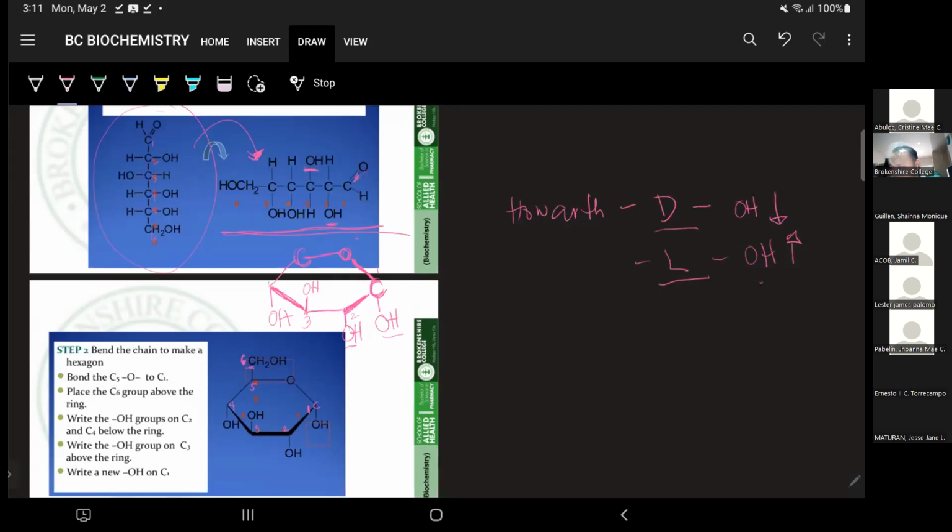Kasi na connect mo naman siya dito sa O, no? And then yung connection niya naman dito sa taas is of course the another R group, the R group which is under carbon number 6. Your CH2OH, no? So that is how it was written in a Howard projection. Okay?